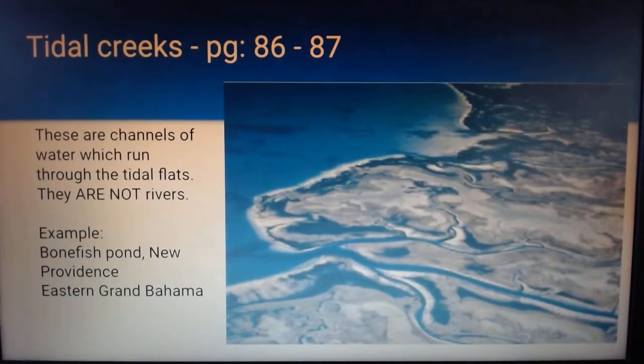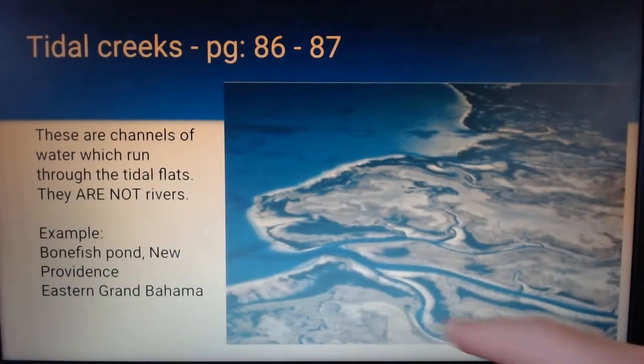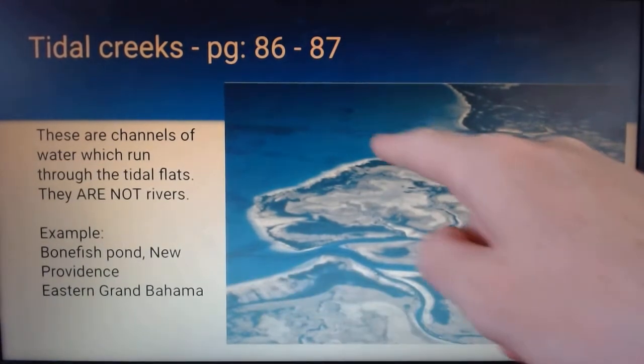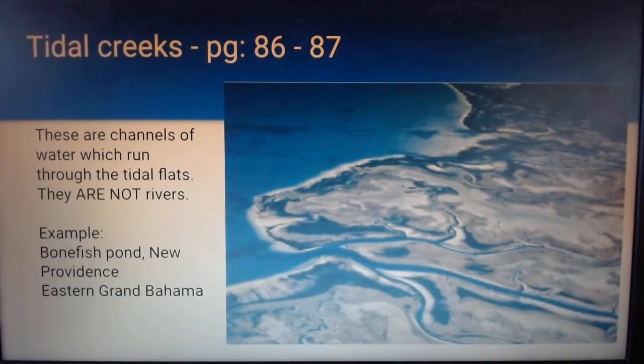Tidal creeks then. This is actually in the Bahamian Landscapes book. They are not rivers, okay? Bonefish Pond is an example, all right? But again, you can see the way they all actually come in from the ocean, and then they spread out. They'll flood the lowest areas of land during high tide.